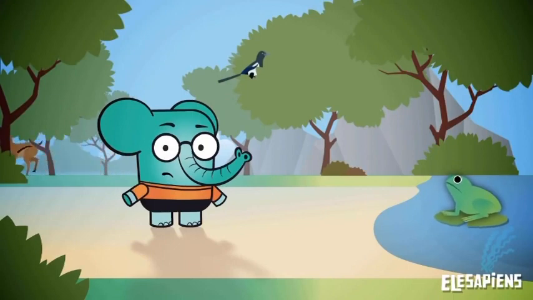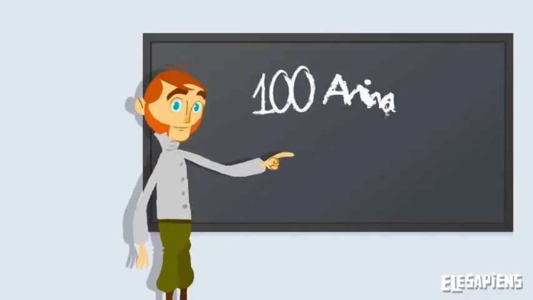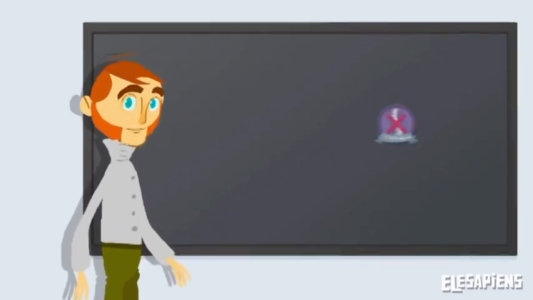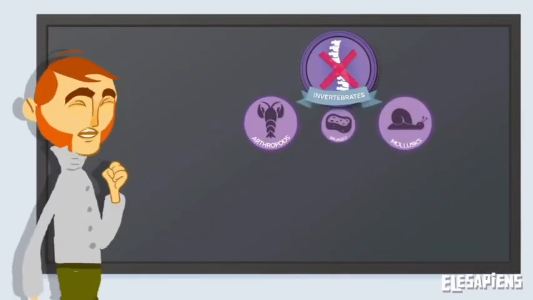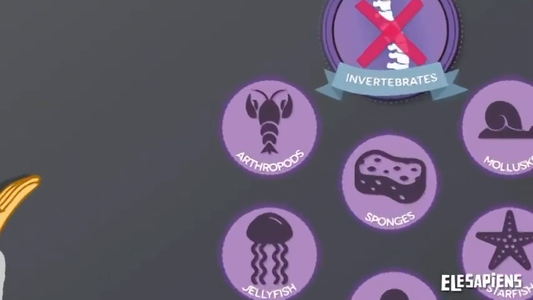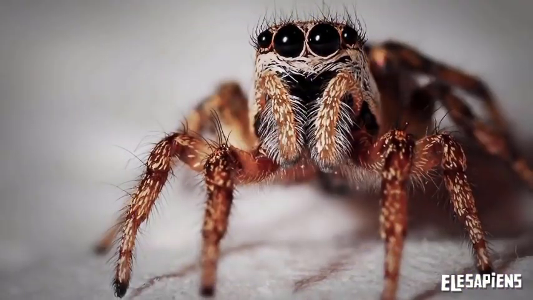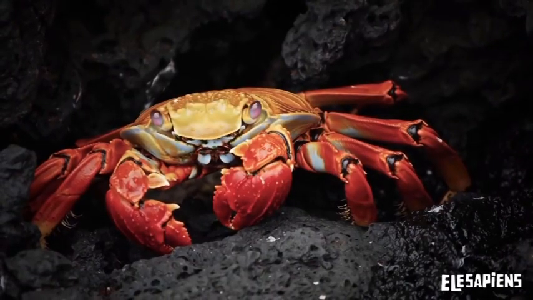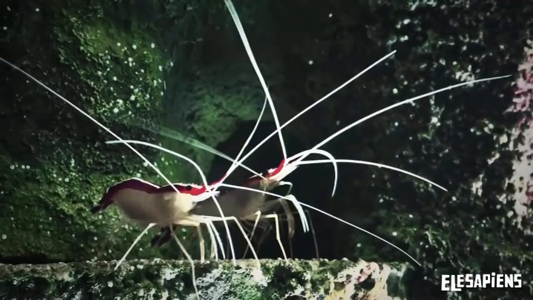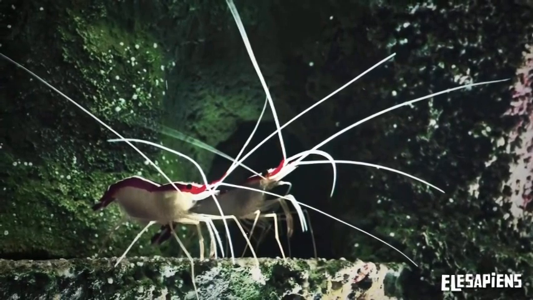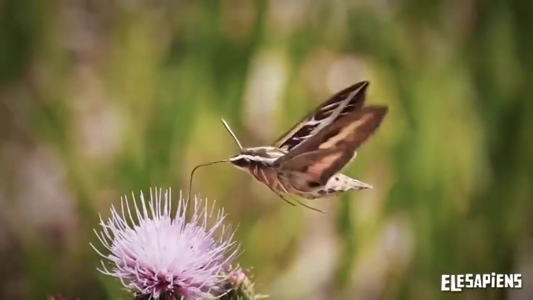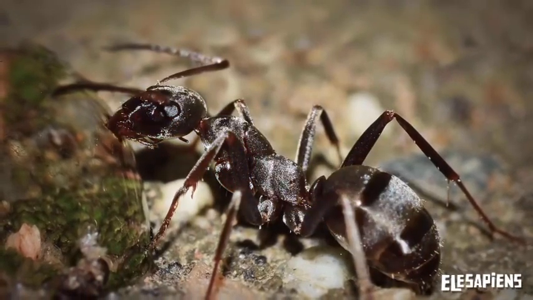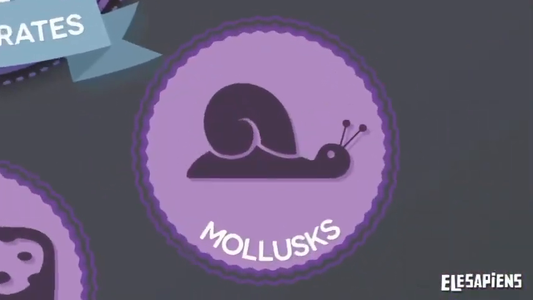Now, let's move on to invertebrates. Do you know that in 100 animals that live on Earth, 98 are invertebrates? Invertebrates also can be classified into several groups. Spiders, insects, and crabs are arthropods. They have legs to move around on land or sea, and some of them also fly. All of them have an external skeleton that protects their body.